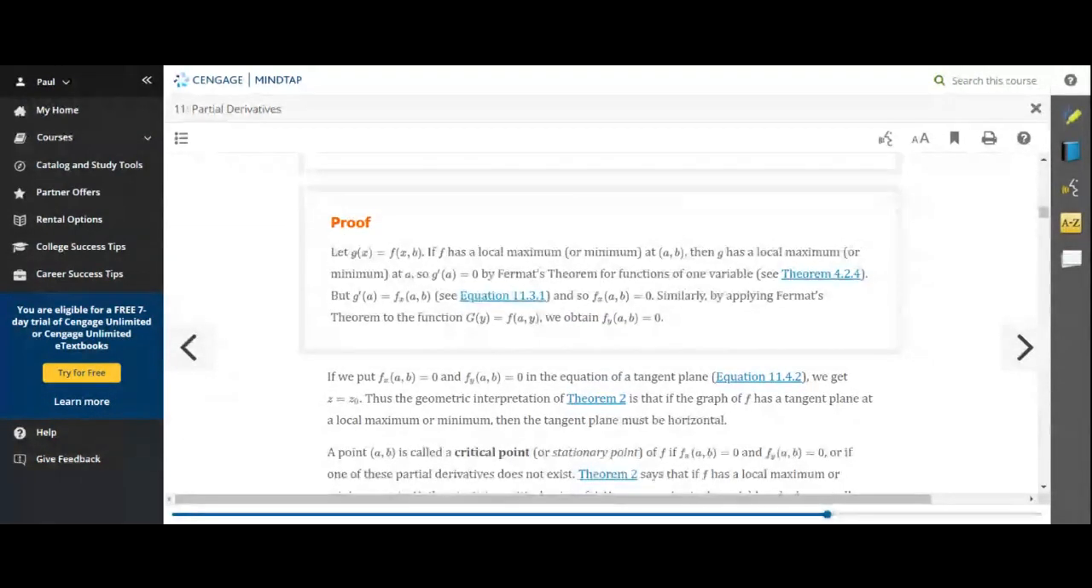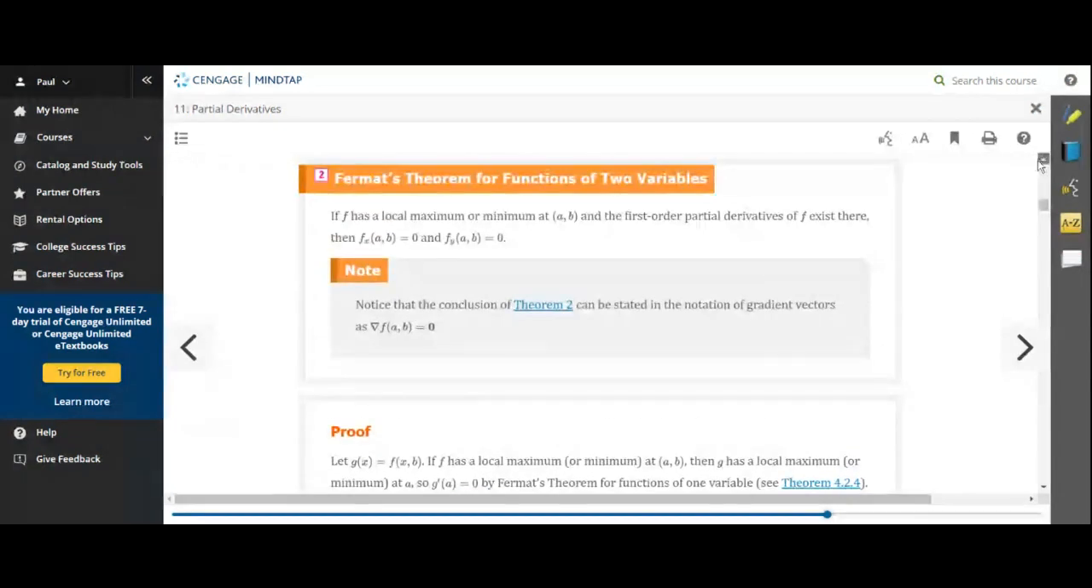So hold on here. Let me see. Hold on one moment. There was a box I was looking for. Yeah, Fermat's theorem. Fermat's theorem.